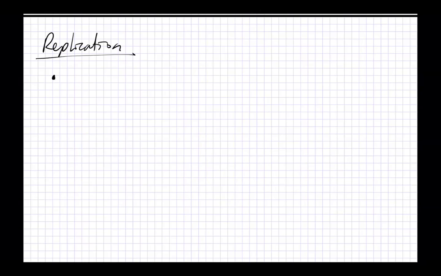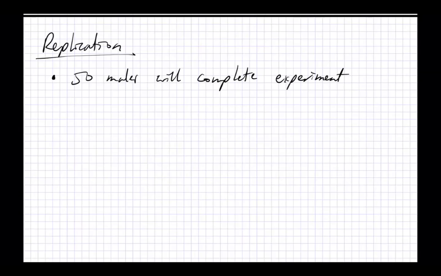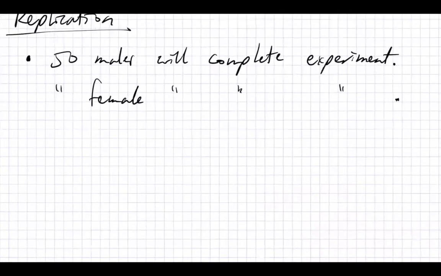So the easiest way is just to say numbers, just to say 50 males will complete experiment. Watch this. 50 females will complete experiment. You guys know what the little quotations mean? It's repeating. It's repeating quotations. Okay. Easy enough.